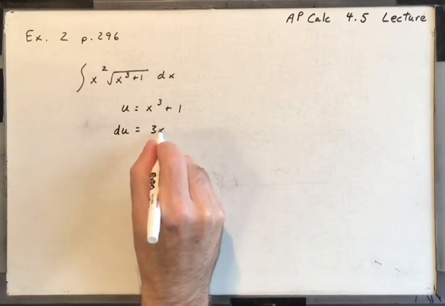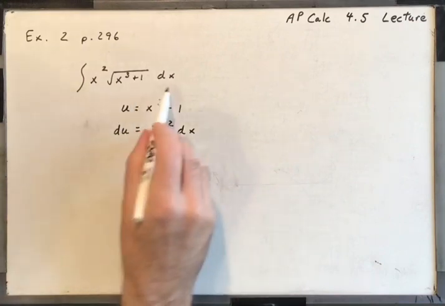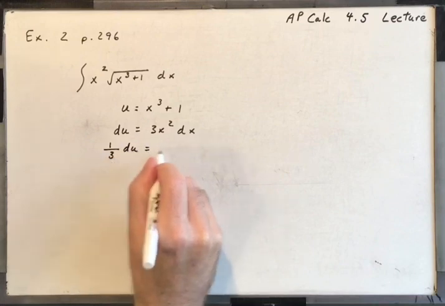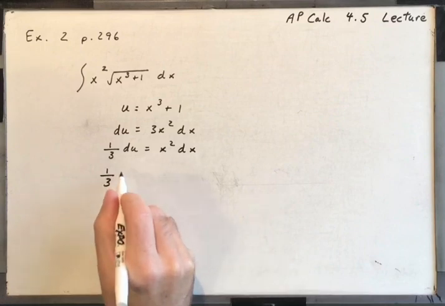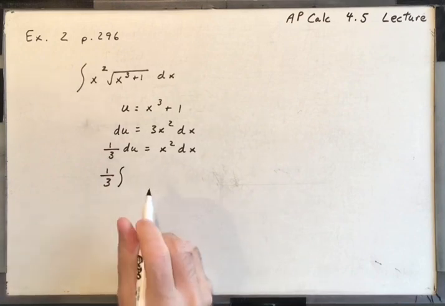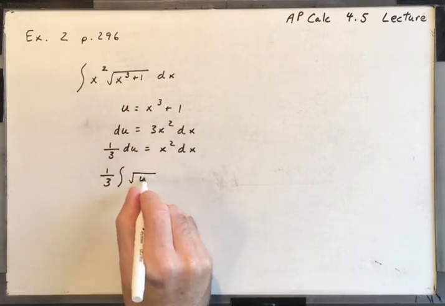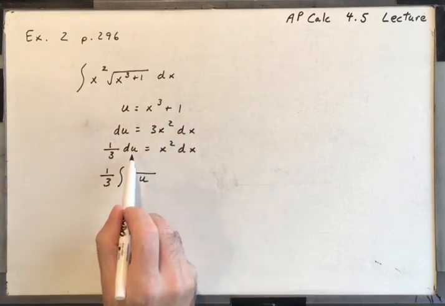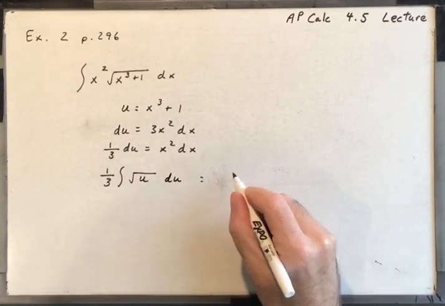du is 3x squared dx, but I don't need 3x squared. I need x squared dx. So divide both sides by 3, and you'd have 1/3 du is equal to x squared dx. So let's rewrite a simplified integral in terms of u. Well, it's going to be the square root of u, because u is x cubed plus 1. x squared dx is du, so square root of u du. All right, let's evaluate that.